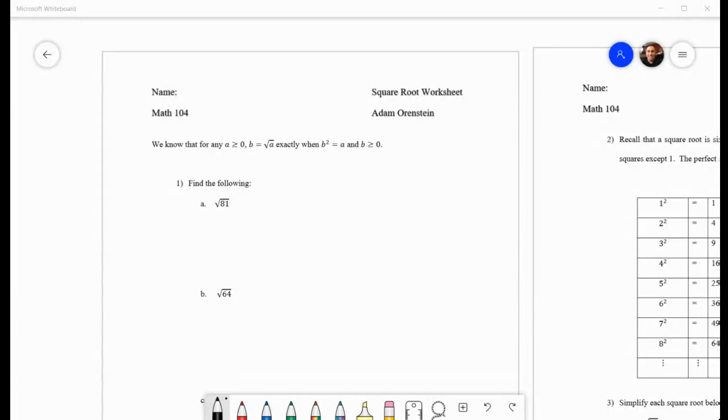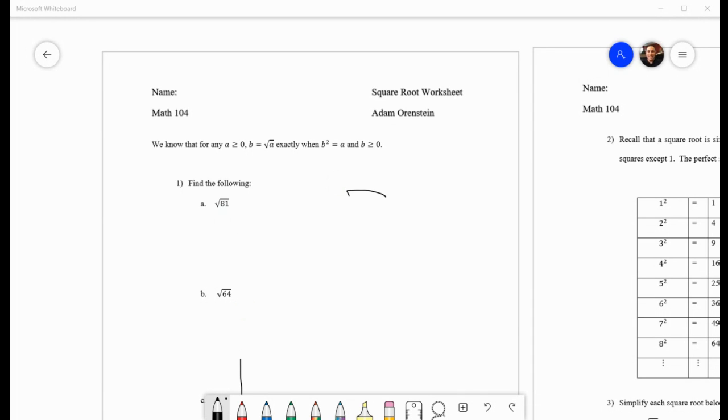Wait, they can't see that. Let me try it now. Okay. All right. Good. See if this works. So I'm going to go through as much of the worksheet as I can. Let me just zoom in. Oh, come on. There we go.